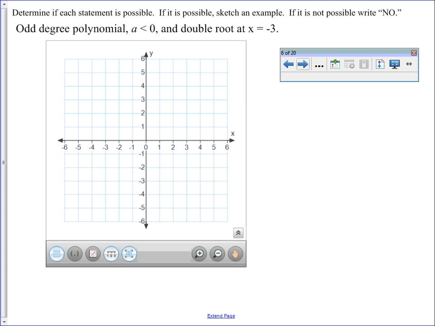All right, an odd degree polynomial, a is less than 0, and when we say a, we mean the leading coefficient, and a double root at -3. So remember, a double root means that we get something like that, or we can also do something like this. It's not quite perfect, but you get the idea.